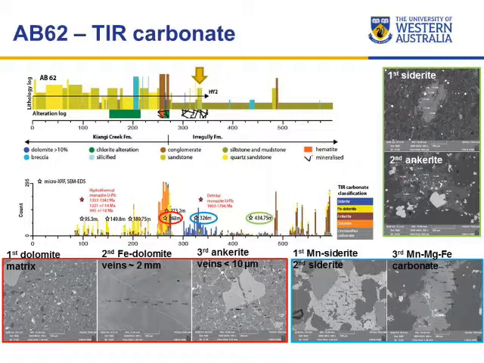Whoops, getting really confusing. The SEM-EDS analysis shows that there are several carbonate compositions in these intervals. So the original carbonate was dolomite, which was then replaced by iron dolomite and ankerite.